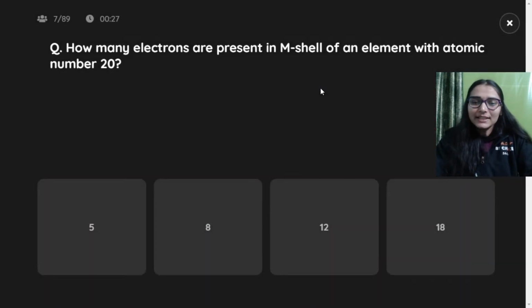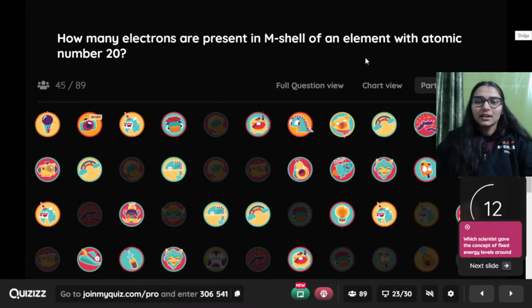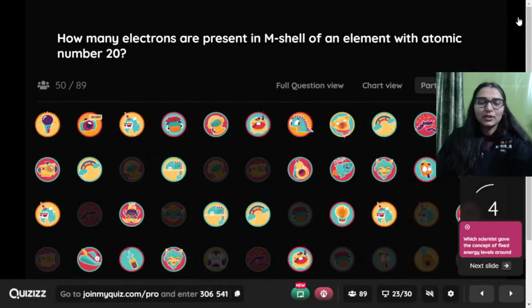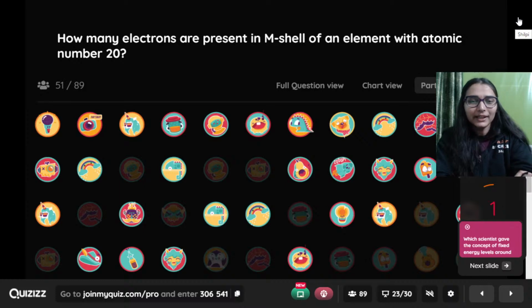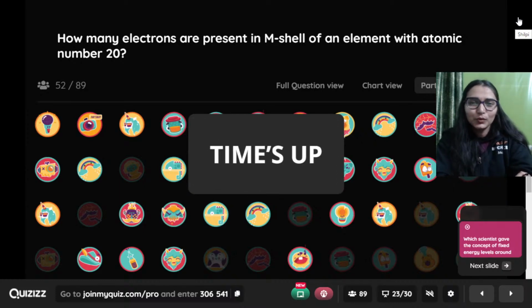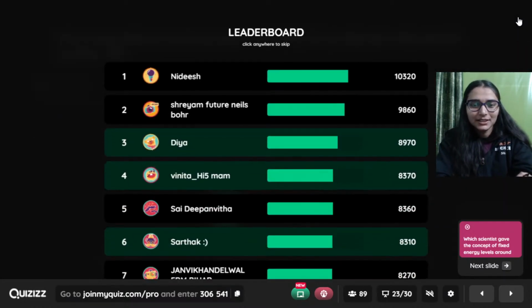How many electrons are present in the M shell of an element with atomic number 20? 5, 8, 12 or 18? Easy है, not difficult. This is calcium. Calcium की third shell में how many electrons are there? So write the configuration for 20 electrons. That would be 2, 8, 8, 2. So इसके हिसाब से the M shell, that is the third shell, is having 8 electrons.